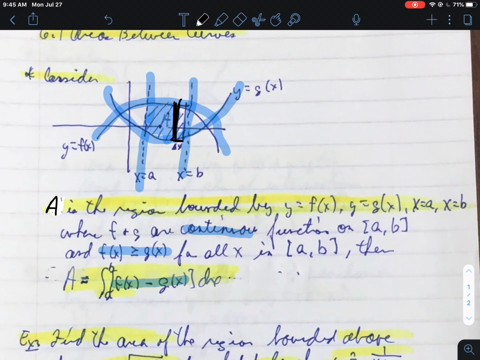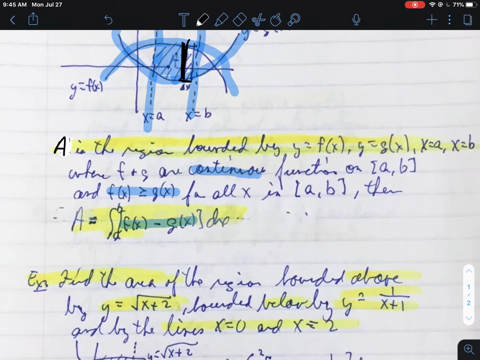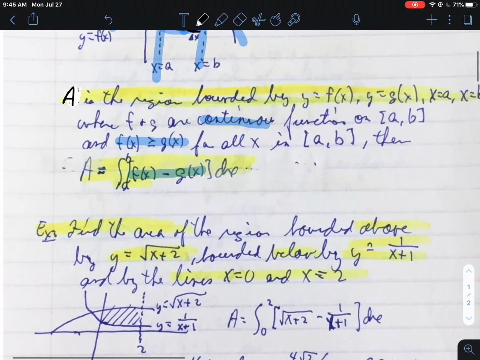So you can maybe see what's coming down the road. What if that happens to change over our interval, and at some point g becomes the upper function and f is the lower function? Then we'll have to take that into consideration. We'll progress to that point, but that's the basic idea. I want the upper function minus the lower function to give us a positive height, and then delta x, or dx. So the integral from a to b of f of x minus g of x dx.